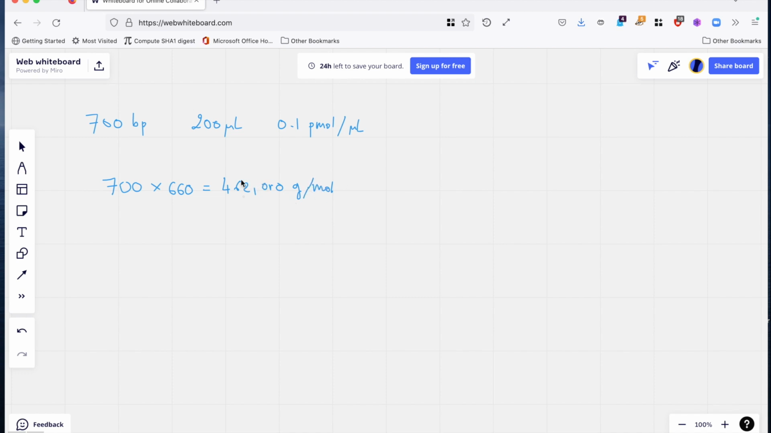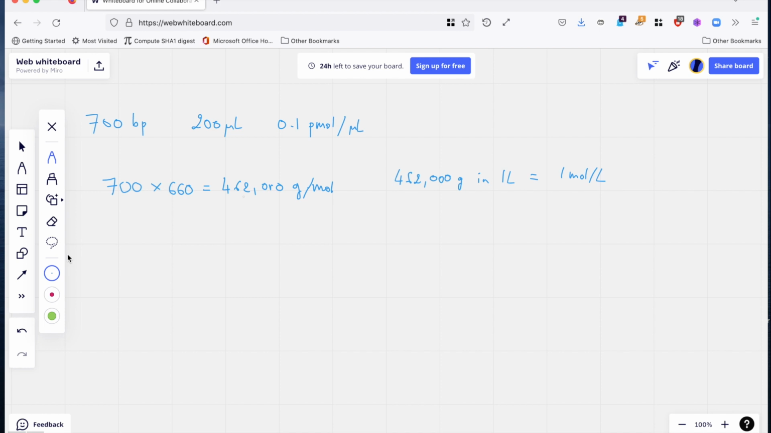So if we put that mass here, which is 462 kilograms, into 1 liter of water, then we've got a concentration of 1 molar, or 1 mole per liter. So we say that 462,000 grams in 1 liter is equal to 1 mole per liter. So this is here 1 mole per liter, our reference concentration.